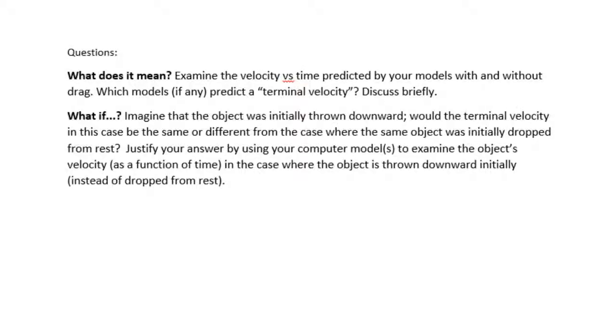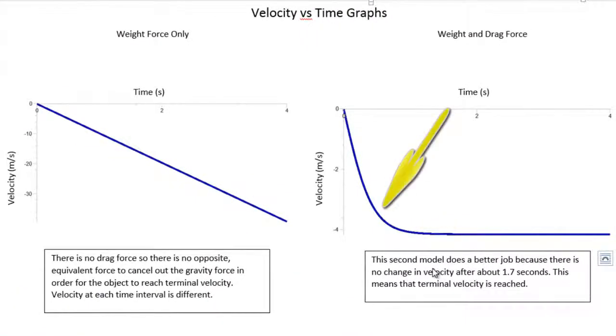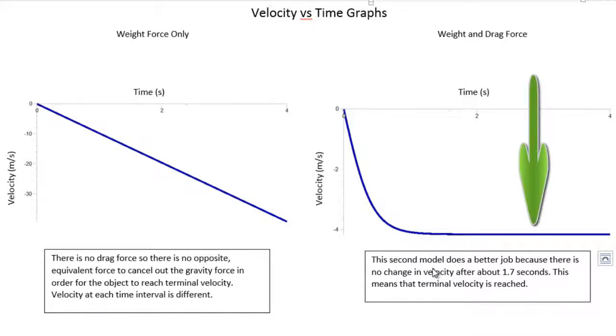Now let's answer the questions. What does it mean? The second model, accounting for both the weight and the drag force, does a much better job of showing terminal velocity. Terminal velocity is achieved because the object has enough drag that is equivalent to the weight force, so net force is zero, meaning velocity is constant. Gravity was the prevalent force in the beginning, which is why the graph was curved initially. But later it becomes linear due to the zero acceleration and constant velocity.